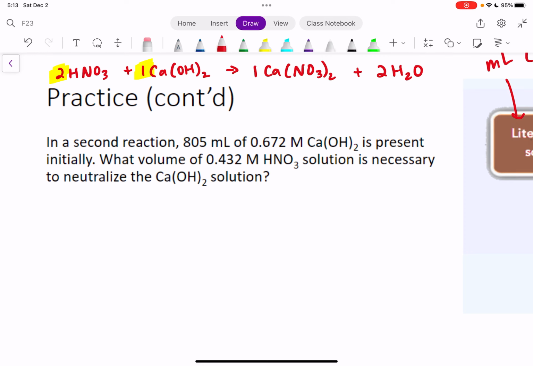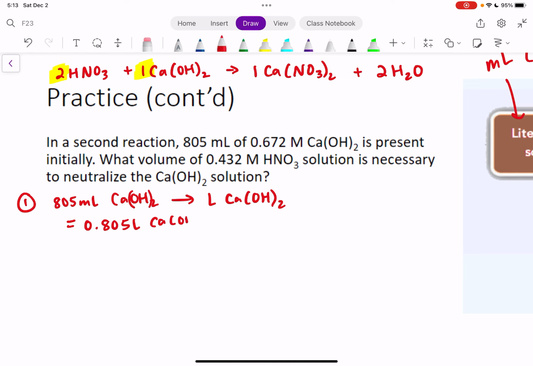So we start with milliliters of calcium hydroxide. Let's do a separate step, converting from 805 milliliters into liters. Specifically, let's write down that it's calcium hydroxide. Well, 805 milliliters is 0.805 liters. So that equals 0.805 liters. Why did I want to convert to liters? Well, remember, we can only use liters and moles with molarity, so we've got to get from milliliters to liters. Okay, so we've got that.